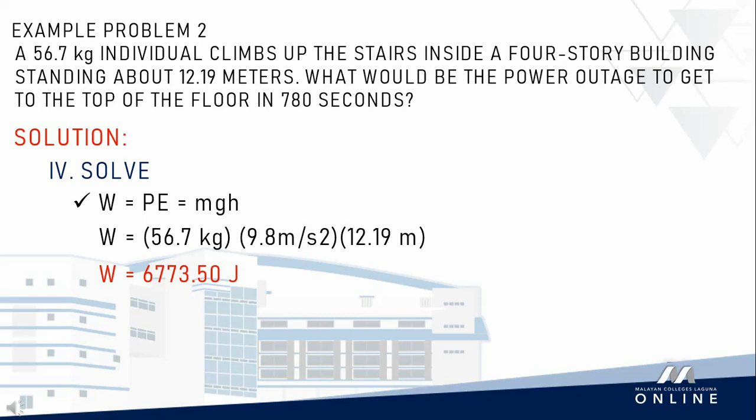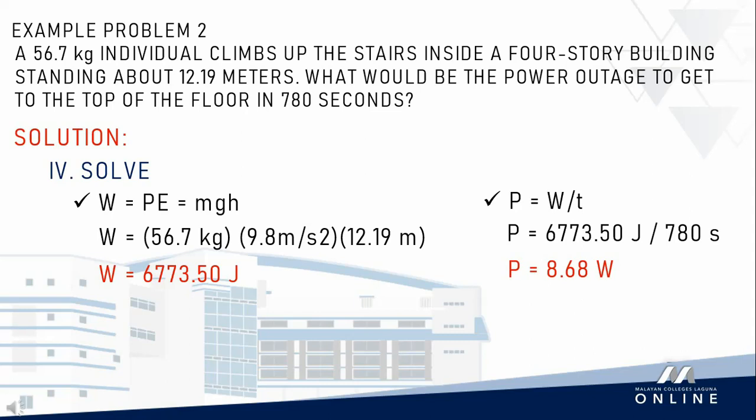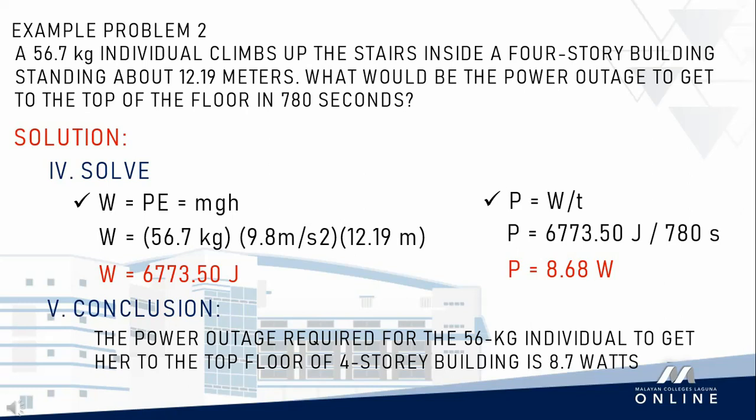6,773.50 joules. Now, we will use this work in getting power. Let us substitute the values as 6773.50 joules over 780 seconds. And when we compute, this is equal to 8.68 watts. Therefore, in conclusion, the power output required for that 56 kilogram individual to get her to the top floor of a 4-story building is equal to 8.7 watts.